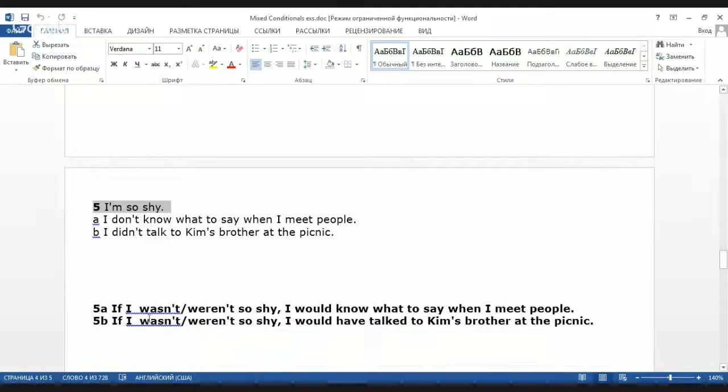So the first one, if I wasn't so shy, I would know what to say when we meet people. This is our second conditional, unreal situation for present. If I wasn't so shy, in general in present, I would have talked to Kim's brother at the picnic. This is our past. Unfortunately, I was very shy and I didn't talk to him. So this is where we need mixed conditional.